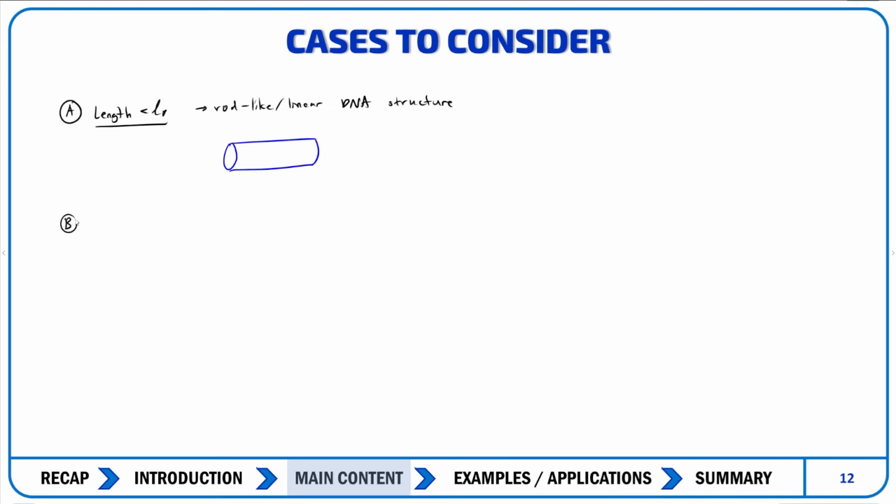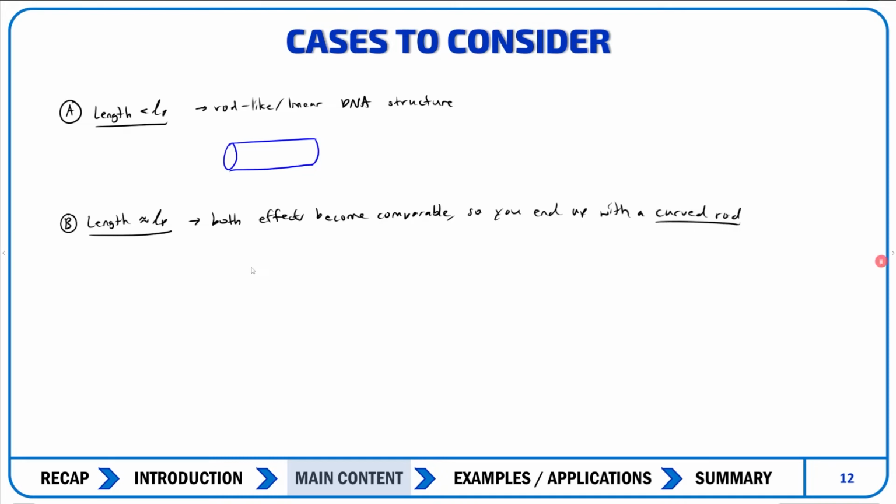In option B, you have the length being approximately equal to LP, in which case you have both effects being comparable. So you usually end up with a curved rod. And so that curved rod is simply just the same thing as before, but it looks like this. And we've seen this many times already. So something like that.